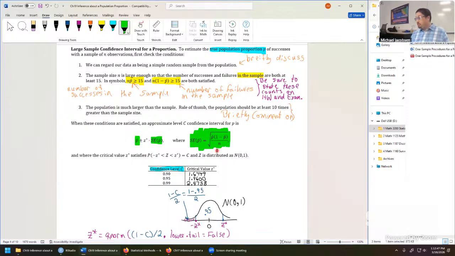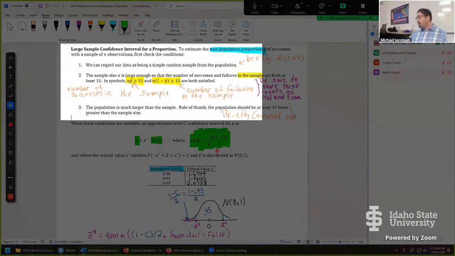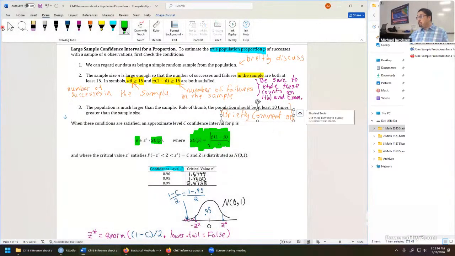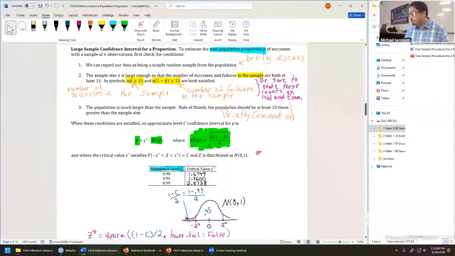Our next goal is just to put all this into practice. So we'll cite these conditions as well as the procedure down below as we work through the problem. But any questions or comments at the moment before we put this to work?